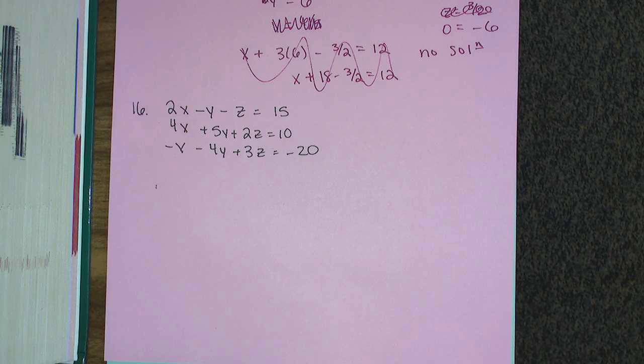2x minus y minus z is equal to 15. And then 4x plus 5y plus 2z is equal to 10. And then negative x minus 4y plus 3z is equal to negative 20.